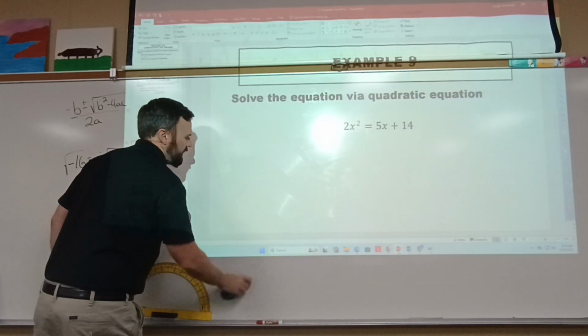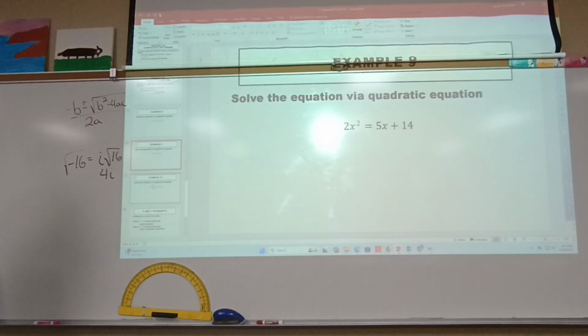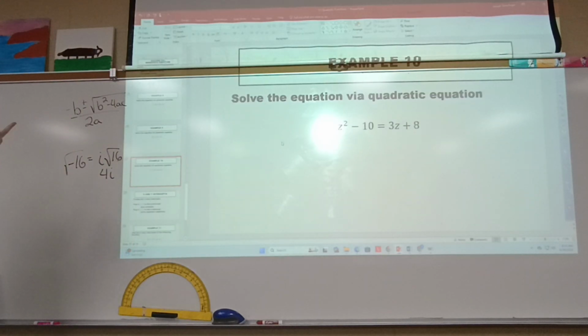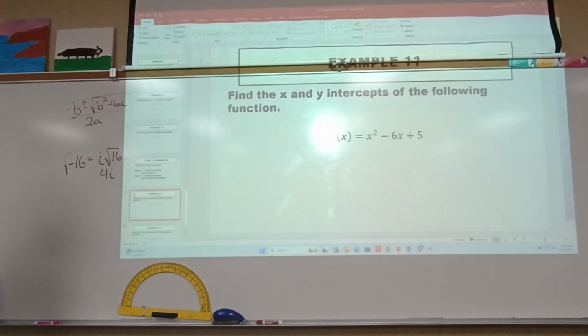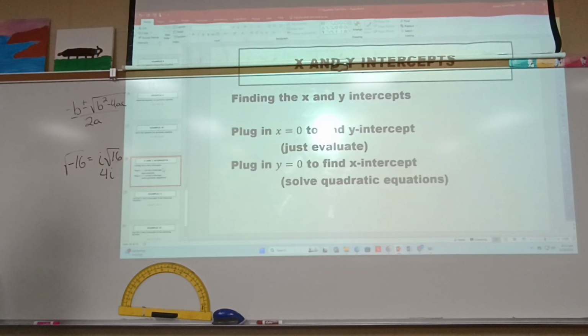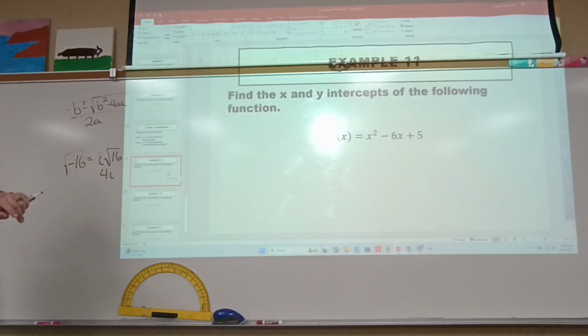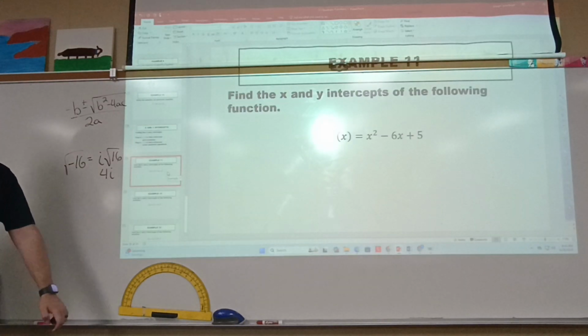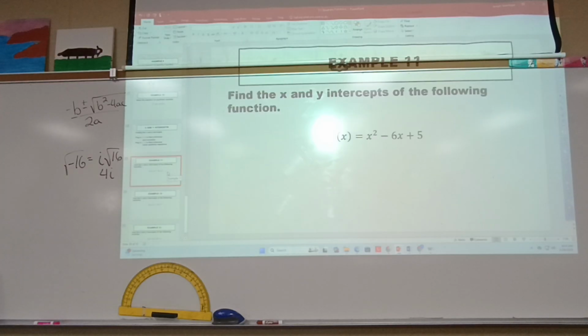All right. We're gonna use quadratic. That one's factorable. I don't like it. Can we all agree that to find the y-intercept, you plug in 0 for x, and to find the x-intercept, you plug in 0 for y? Yeah. All right. No, I got time to do one. Let's do one more, and then we'll be done with this one.